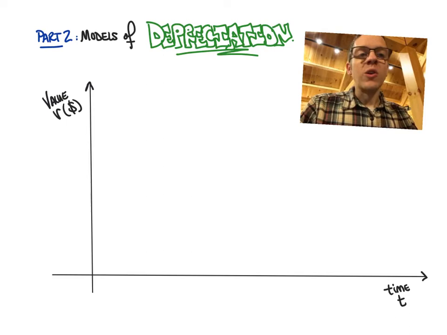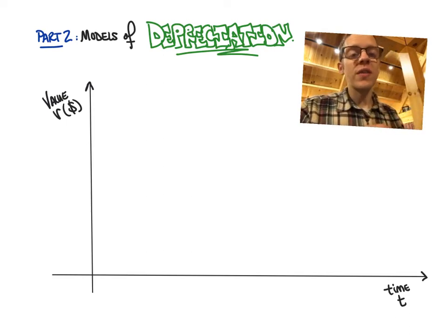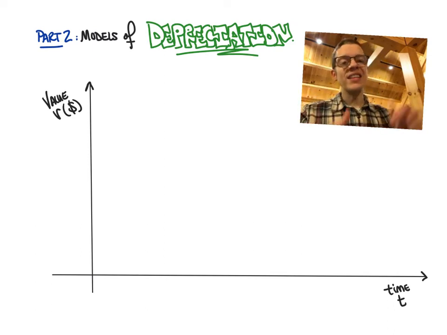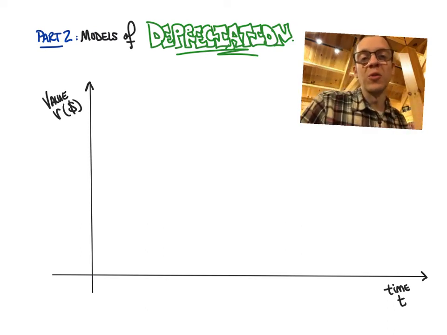The next model we're going to look at is a model of depreciation. So what this actually allows us to do is track the value of something we purchase as it continues to get lower and lower after the purchase date.